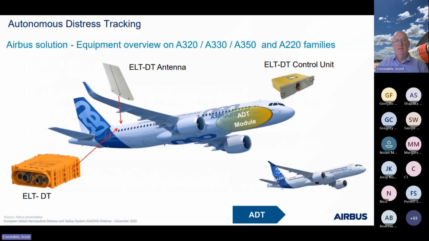Now that's just a slide that Airbus had provided. It's an older one, and I assume it's still current. But that's the Airbus solution where they have the ELT-DT fitted. And the ELT-DT is the one that I understand that Airbus are fitting, is an integrated unit which will function both as an ADT device whilst the aircraft is in flight, and then it will also function post-flight or post-crash as an automatic ELT. So it'll do two things.